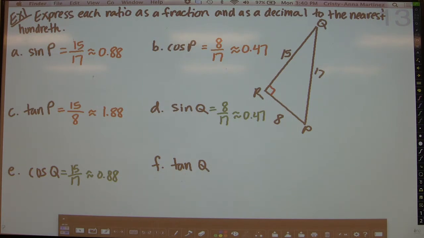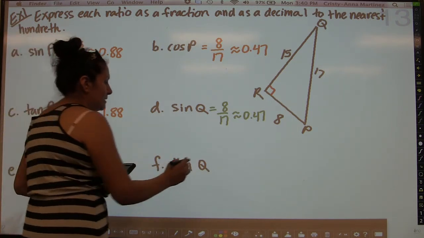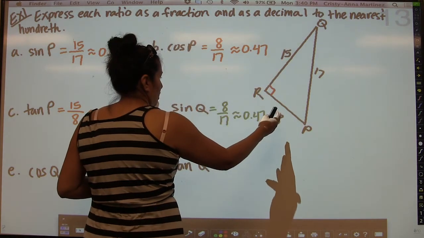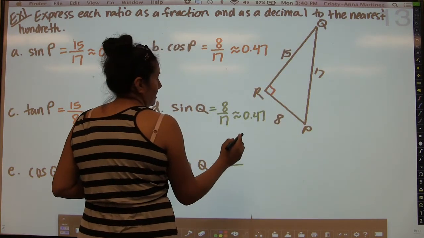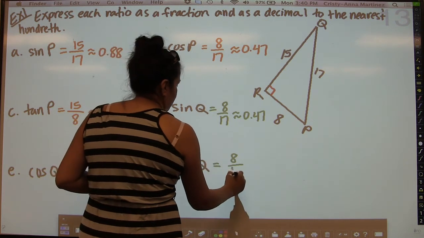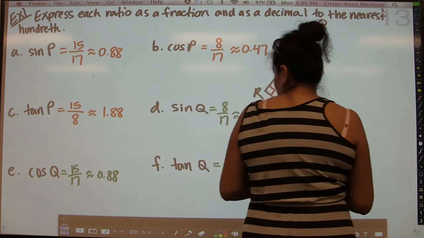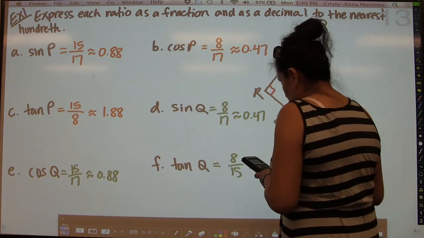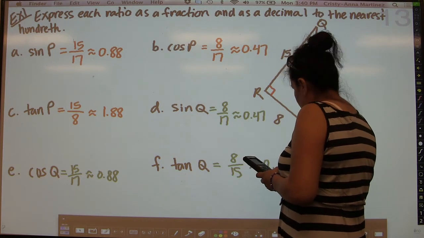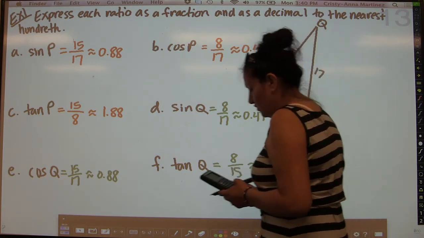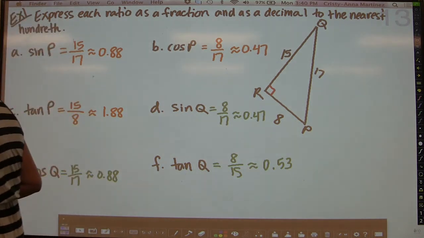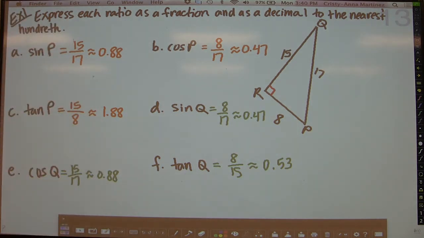And then lastly, we're going to get tangent of Q, which is opposite over adjacent. So the opposite side for Q is going to be 8. The adjacent side is going to be 15. So 8 over 15 is going to give us approximately 0.53. It's 0.53333 repeating, but because they want us to round to the nearest hundredth, it's going to be 0.53. And that's basically how complicated it is to find trig ratios. It's not very hard at all.